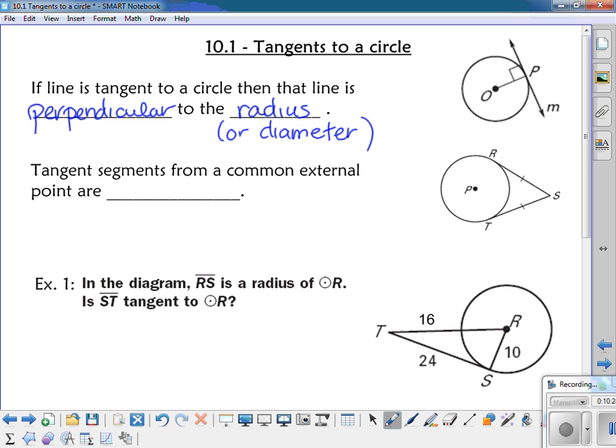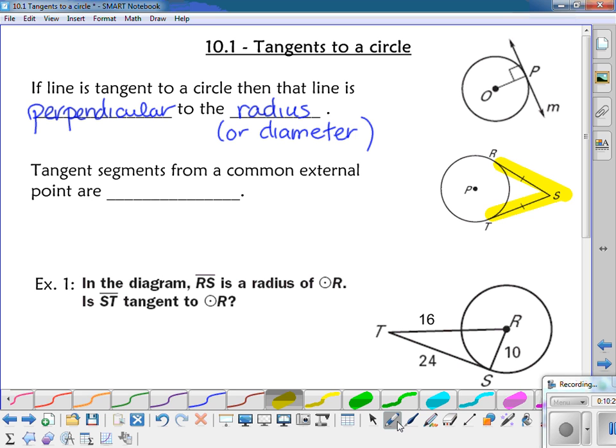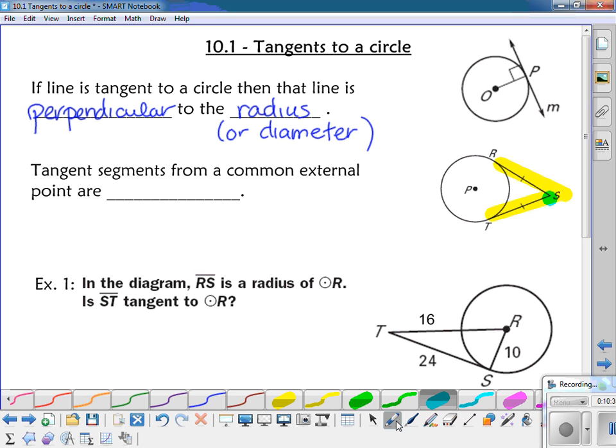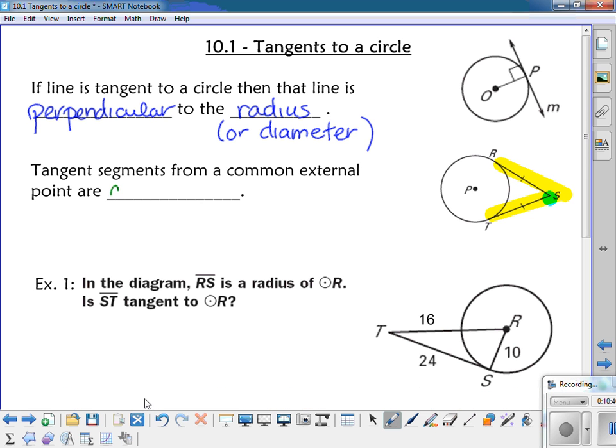And tangent segments that have a common external point. So right here I have these two tangent segments, and they have a common point right here at S, right? If that's the situation, then those two segments are congruent. Which they've marked them here. But yeah, RS is congruent to TS. And that's always going to be true if you have two tangents. These have to be tangents, though.